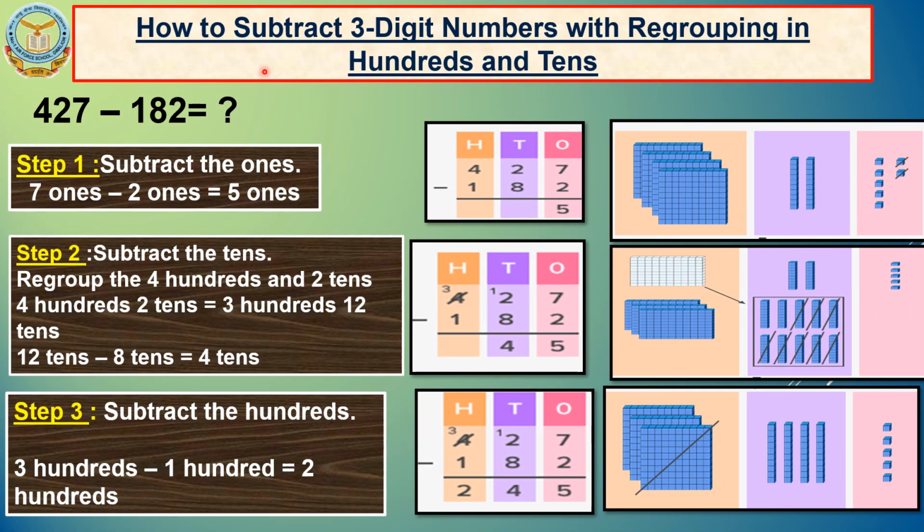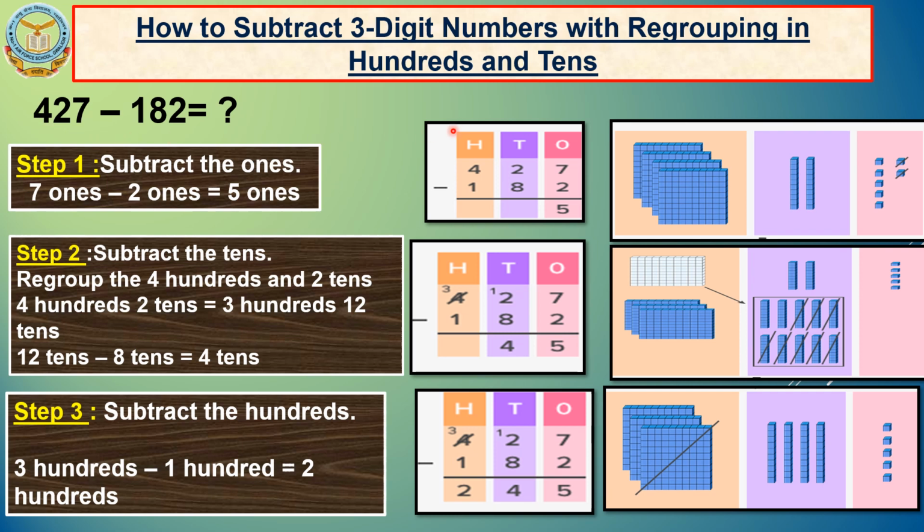Now we will learn how to subtract 3-digit numbers with regrouping in hundreds and tens. Let us learn through an example. Subtract 182 from 427. 427 is minuend and 182 is subtrahend.